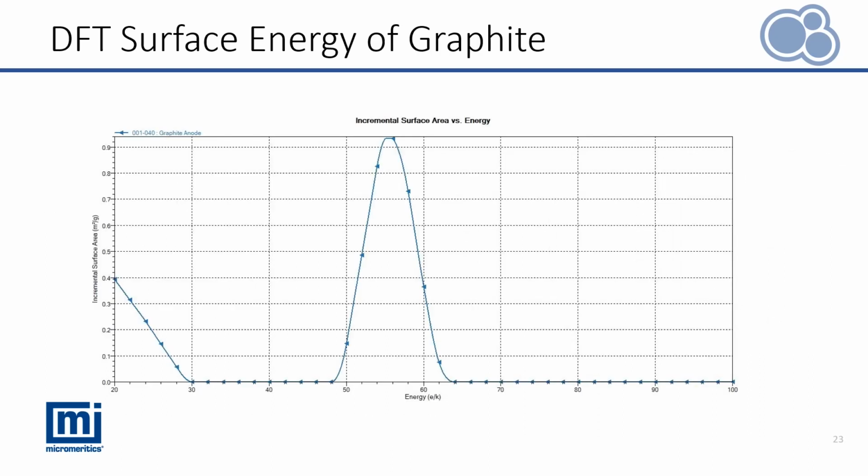Here's the DFT surface energy distribution obtained for the graphite anode material. Most of the surface area is distributed around 50 to 60 Kelvin, meaning most of the surface area is from the basal plane, and we see some edge planes and defects present below 50 Kelvin and above 60 Kelvin adsorption potential, respectively.